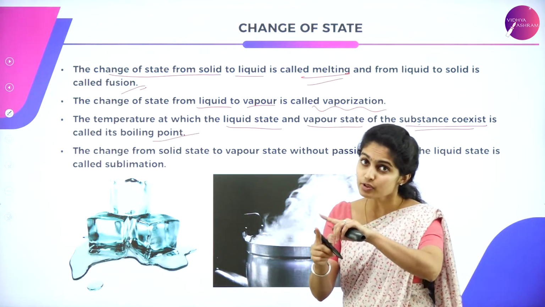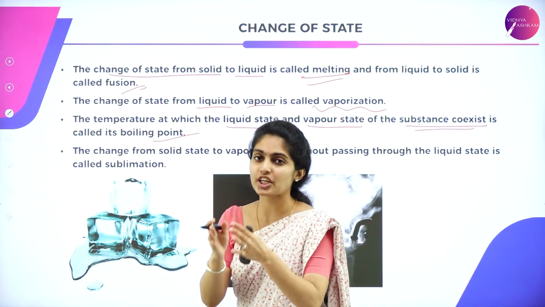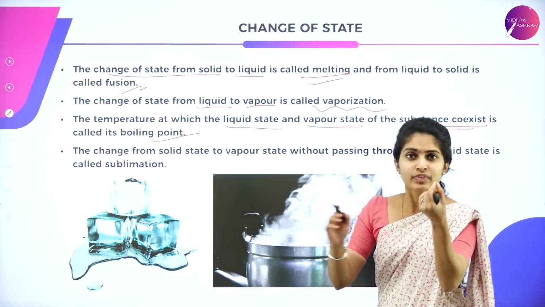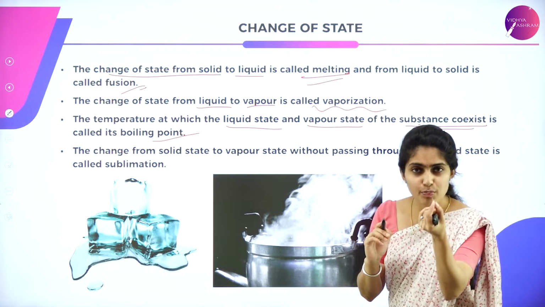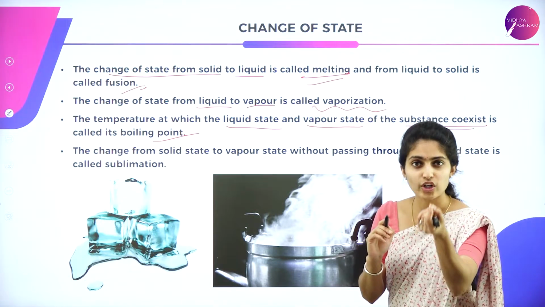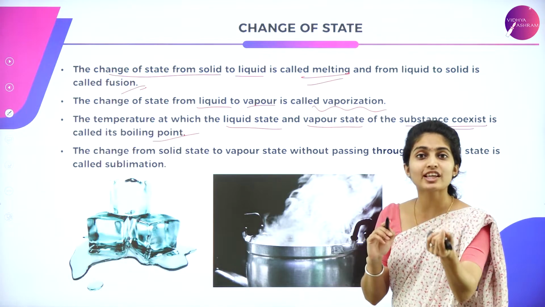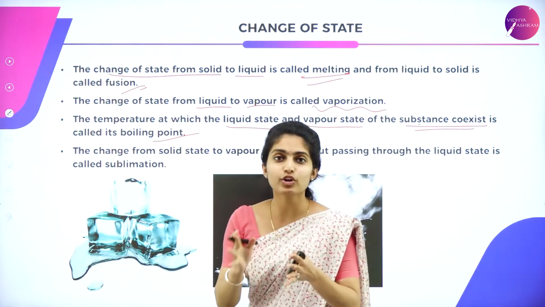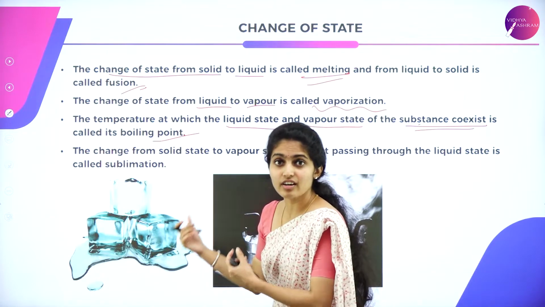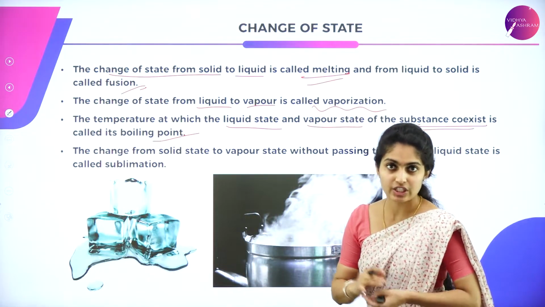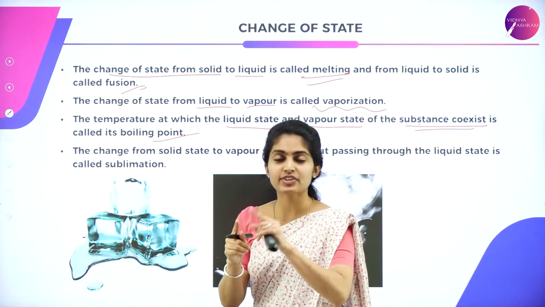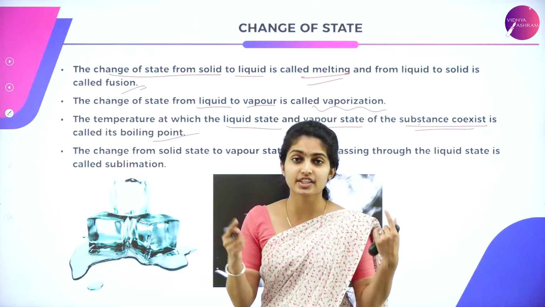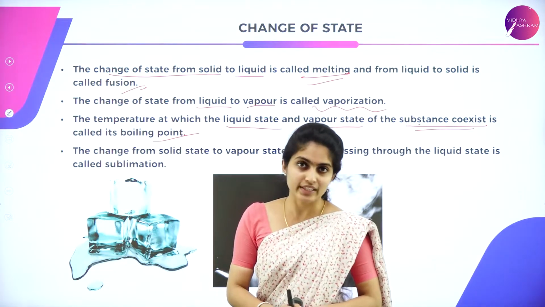And when the solid starts melting, the point at which the solid melts, for ice, is 0 degrees Celsius. That is termed the melting point of a solid. And here we study sublimation. So what is sublimation? It is a direct change from the solid state to the gaseous state without turning into liquid.